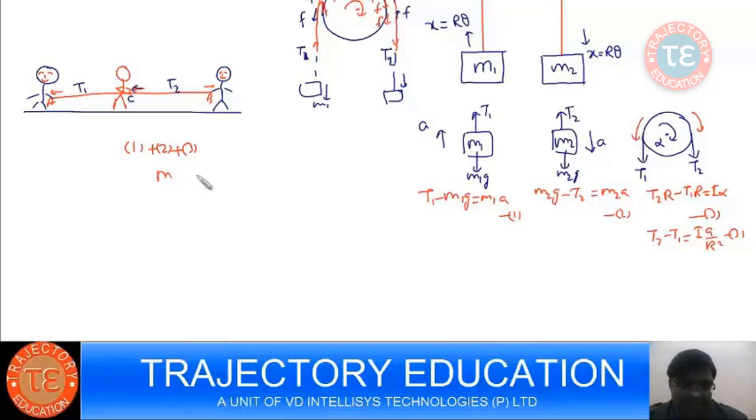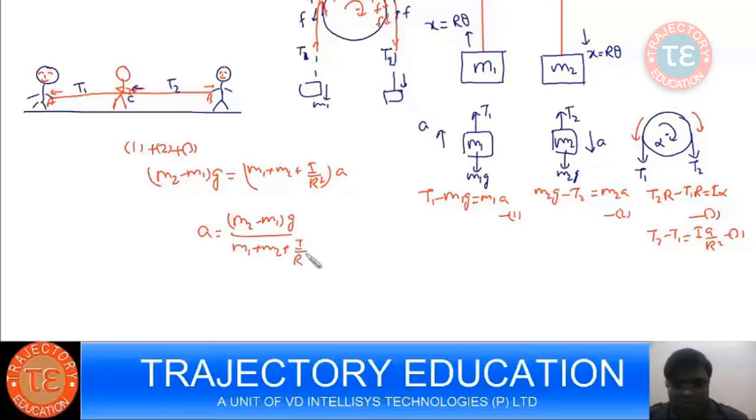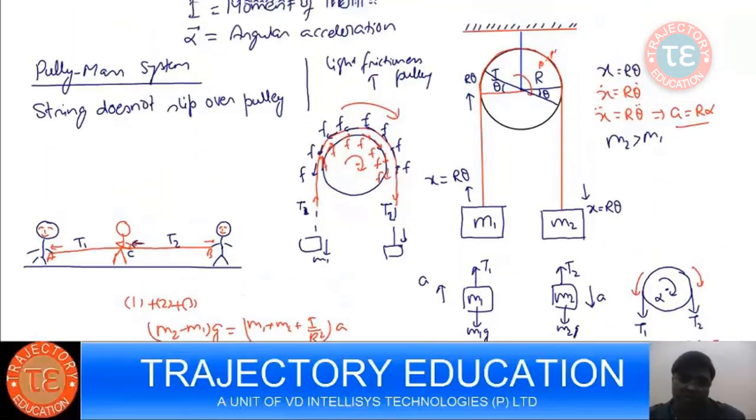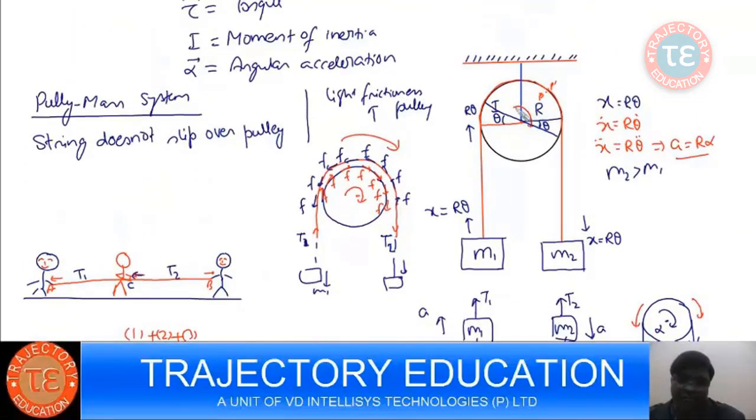So I will be getting M2G minus M1G equals M1 plus M2 plus I upon R square, times A. This is the acceleration. This is how the pulley mass system works. This is very important: the pulley undergoes a pure rotation. The axis is fixed. The pulley is undergoing a pure rotation in this case.